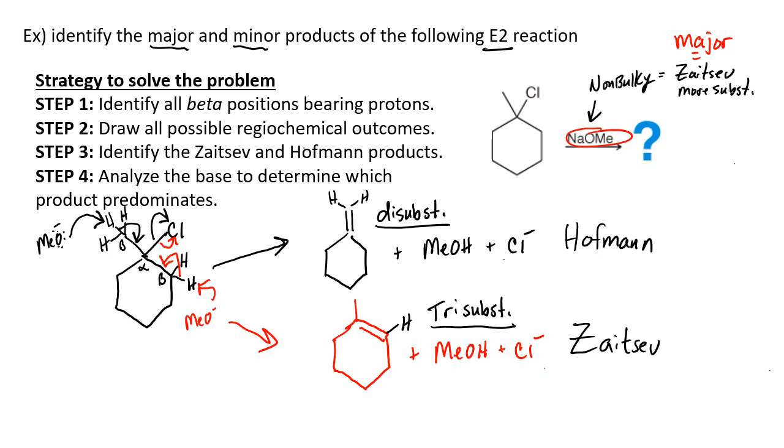And because I know that the major product is going to be the Zaitsev product, the bottom one here is major, and the Hofmann is minor. Right off the bat, I know what my major and minor will be by looking at the base. The base tells me, because it's a non-bulky base, that the Zaitsev product is going to be the major product. So all I have to do is draw both products and then determine which one is the Zaitsev and which one is the Hofmann, and I know which is major and minor.